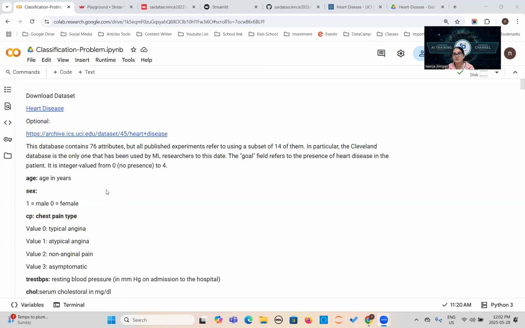Today we are diving into the topic of whether the patient has heart disease or not. This data set comes from the healthcare domain. I have downloaded the data set from Kaggle. I have already shared the link here. You can also download it.